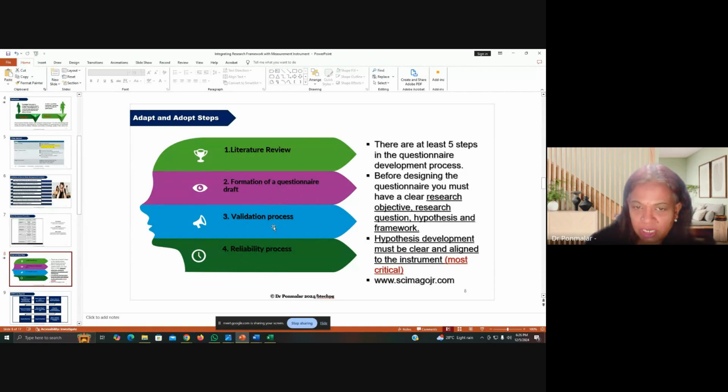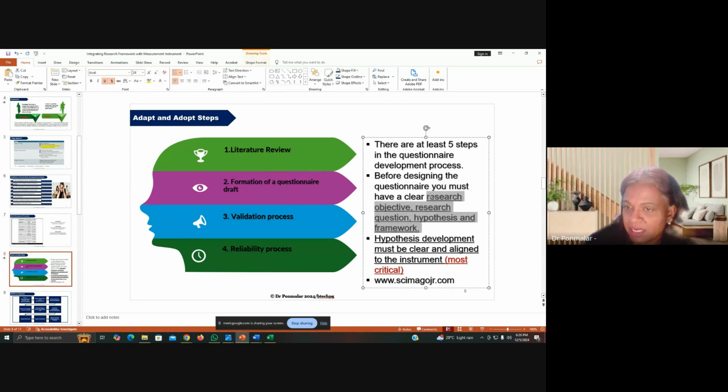After that, step 3, you need to validate. It has to go through validation. We have made our questionnaire. After that, it has to go through the validation process. And finally, we check for reliability. So there are at least 4 to 5 steps in the questionnaire development process. Before designing the questionnaire, you must have a clear research objective, research question, hypothesis, and framework. I have seen many students whose these are not done yet, not clear, not strong, but the questionnaire is already developed. Can you do that?